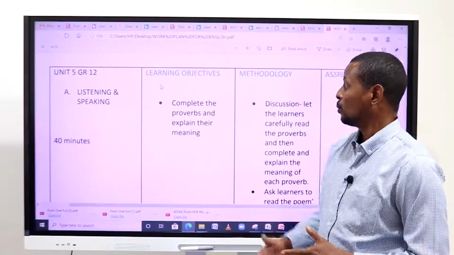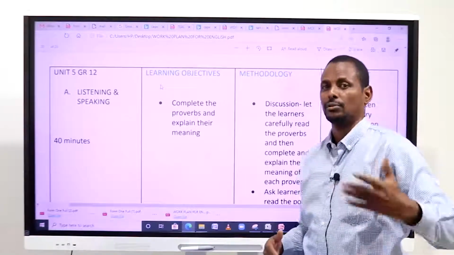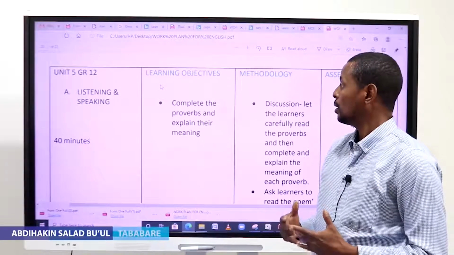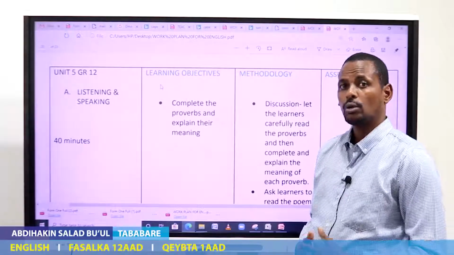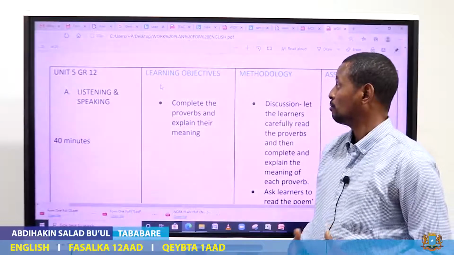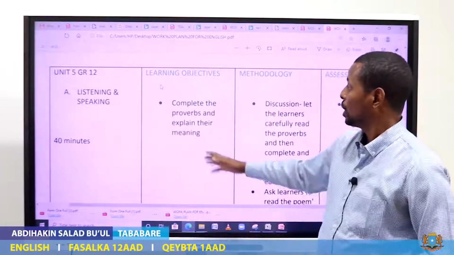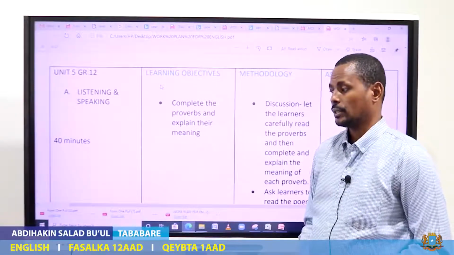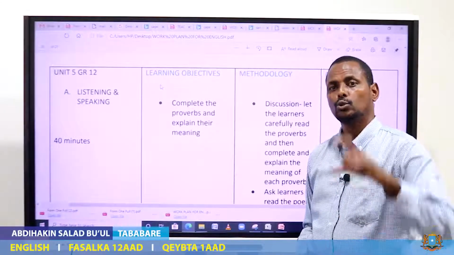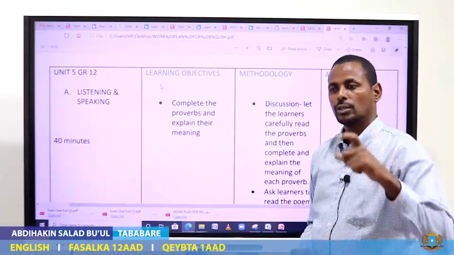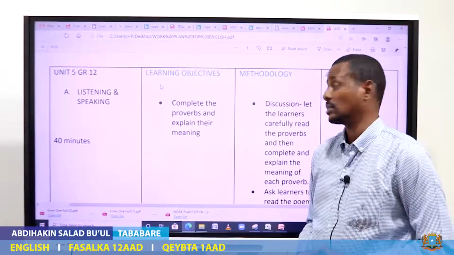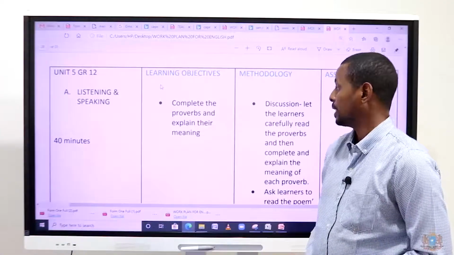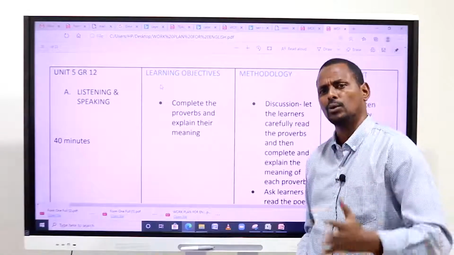So listening, as we have earlier said before, in listening there are so many objectives. One of the main objectives of this particular lesson is going to be to complete the proverbs and explain their meaning. So proverbs is going to be the topic of this lesson in the listening and speaking segment. And this is the objective: complete the proverbs and explain their meaning. We have so many times discussed what proverbs are.